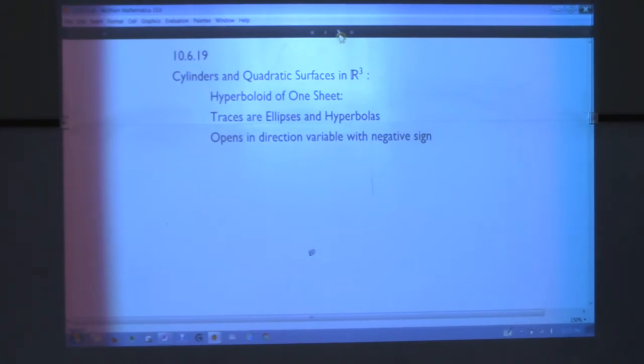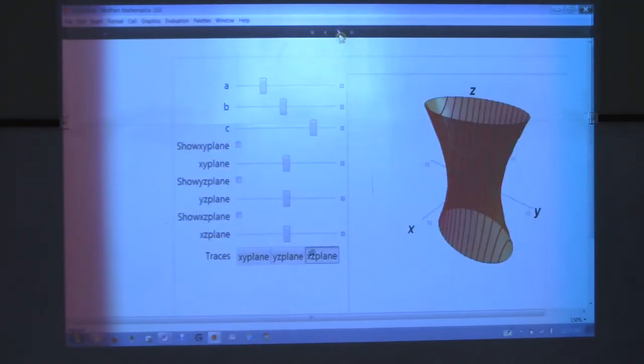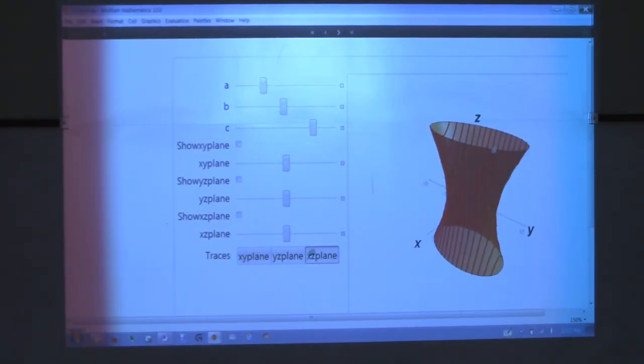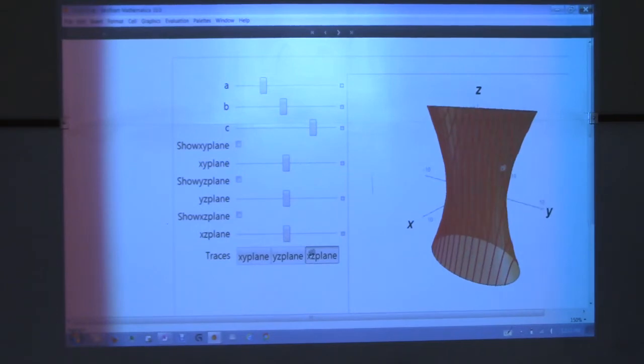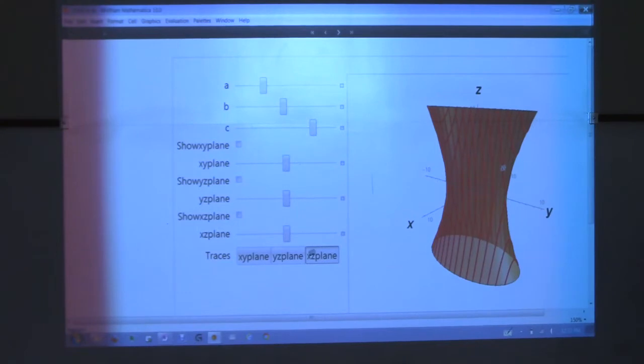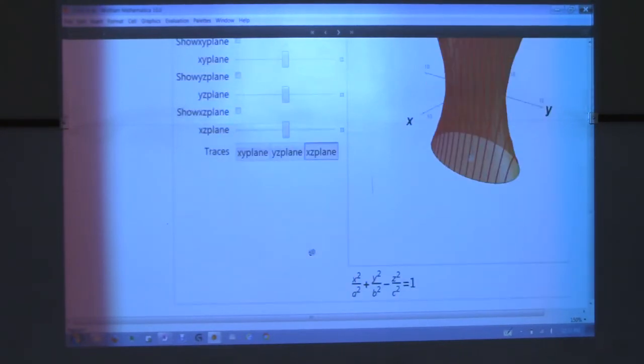Hyperboloid of one sheet. There's two more left, okay? We're almost done. Hyperboloid of one sheet. Ellipses and hyperbolas. There it is. Hourglass. To me, it looks like a nuclear reactor silo, a little bit. Okay, I won't go through the details of the cuts. Let's just look at the equation.